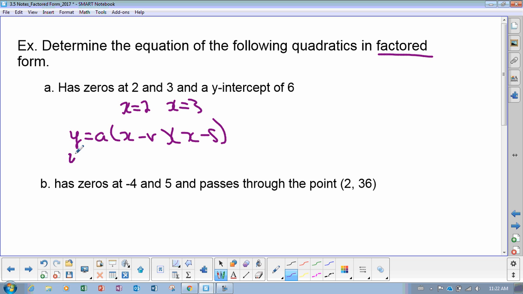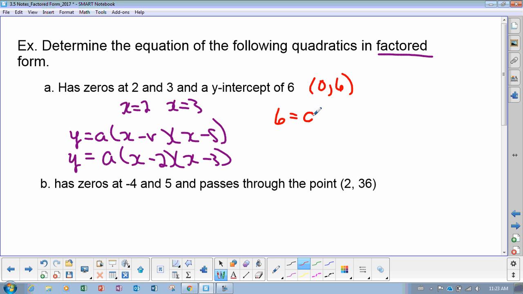Okay, so I have y equals a, and if x equals 2, it's going to become x minus 2. And if x is equal to 3, it's going to be x minus 3, because we're bringing the x over to the same side. Now when we have vertex form, once we put the vertex in, we needed another point. So that's where the y-intercept comes into play. So the y-intercept is actually the point 0, 6. So I'm going to substitute that in and solve for a.